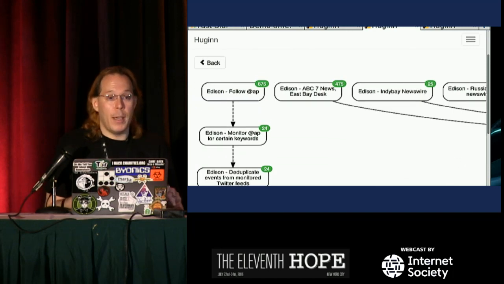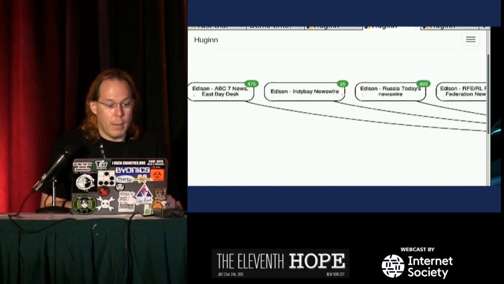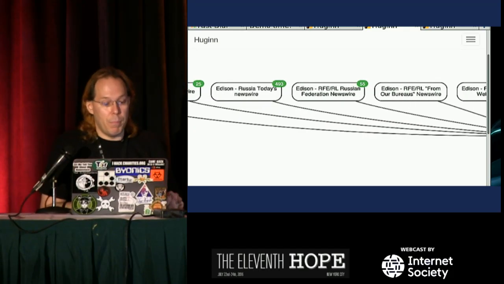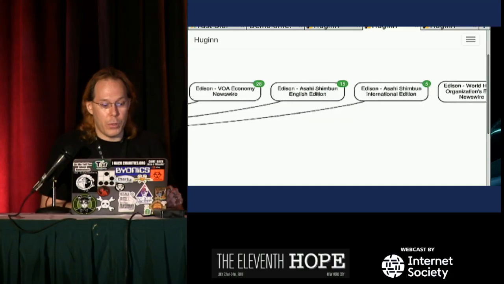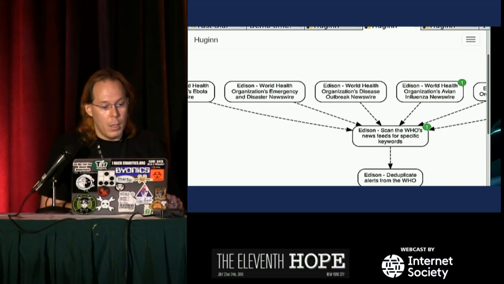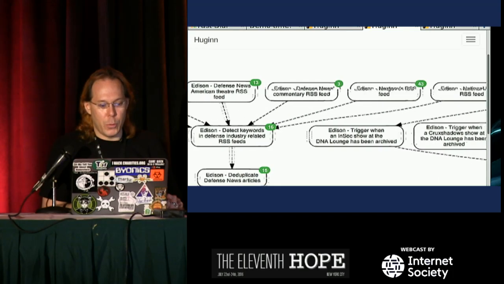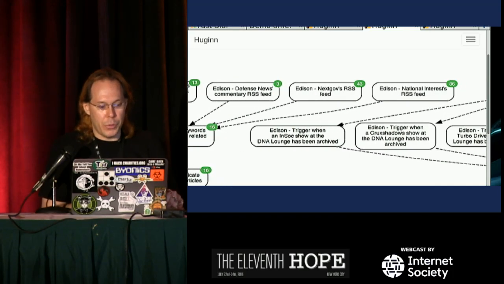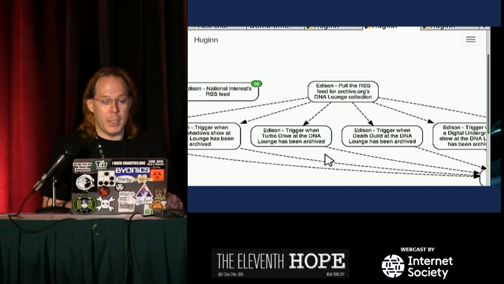Edison is my news bot, I guess I should say news agent network. Edison follows the Associated Press Twitter feed and a very large number of news sources from the United States, where I live, and outside of the United States: Voice of America, Voice of Europe, Asahi Shimbun, the World Health Organization, and a bunch of defense-related journals like NextGov, Defense News, and National Interest. Here's the example agent I pulled out for the DNA Lounge.